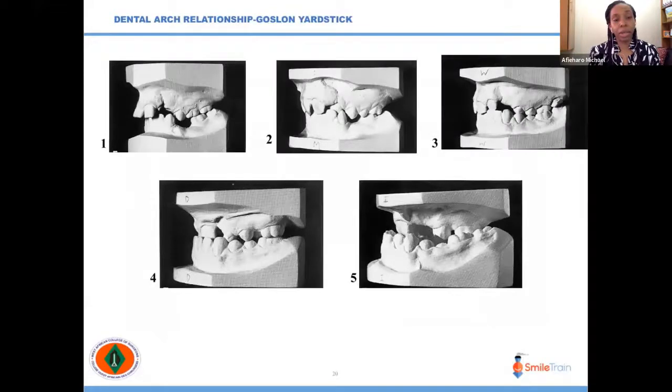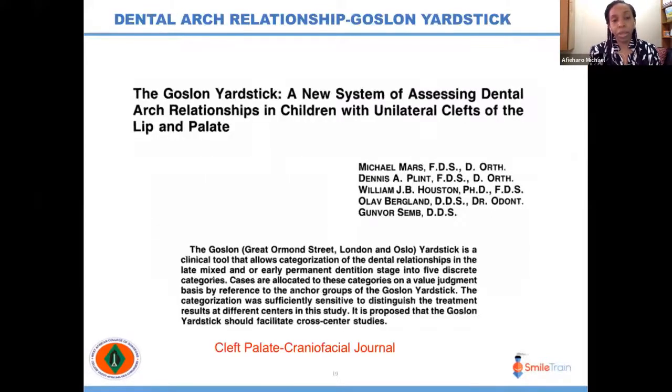And they also have it on an ordinal scale from 1 to 5, with 1 and 2 really being good and requiring little or no orthodontic treatment, to 5, a patient that shows that this kind of result would require orthognathic surgery. The GOSLON actually stands for Great Ormond Street, London, and Oslo. So it involved 3 centers, 2 centers in Great Ormond Street.